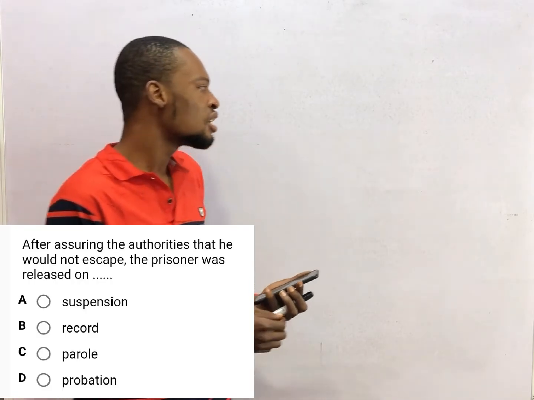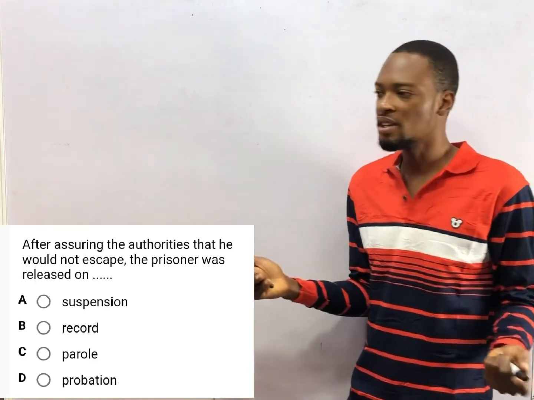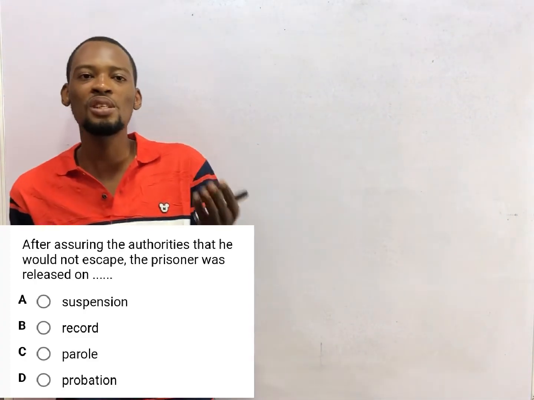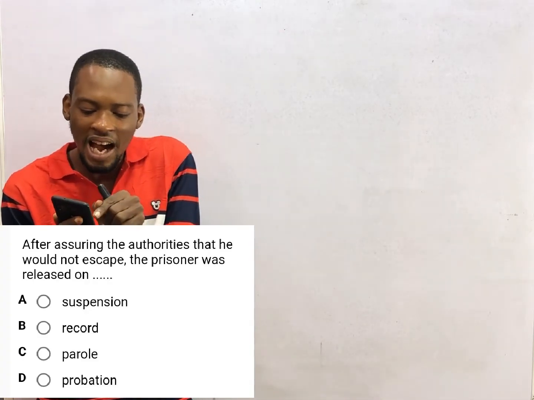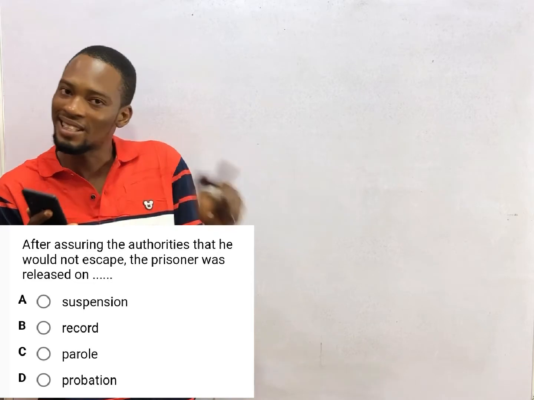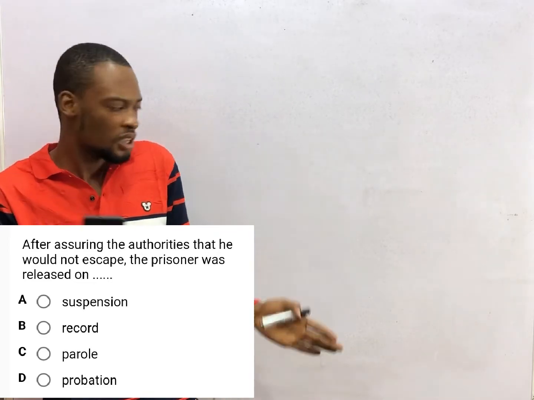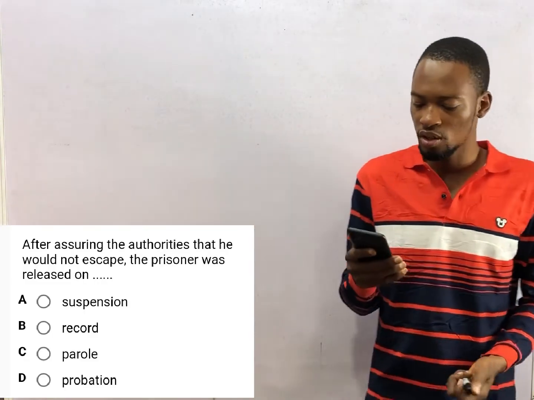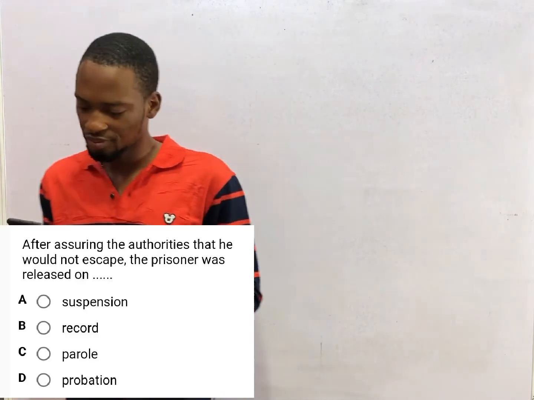But in that case, you'll be released on probation, meaning you're not totally free. They are still keeping track of you. They are still supervising you to see whether you've actually changed. So this person, after assuring the authority that he will not escape, and being of good conduct, they release him or her on probation under supervision. So probation is the correct answer.